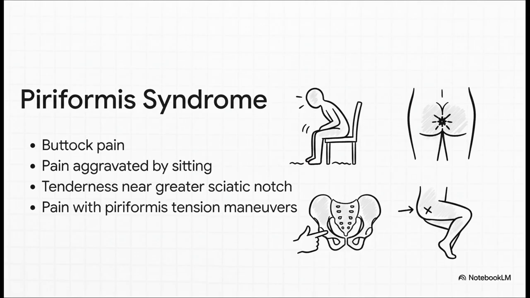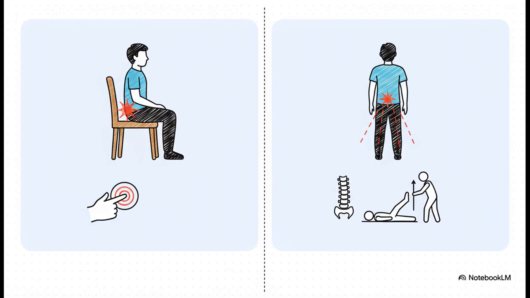And finally, you can reproduce their pain with tests that either stretch or contract that piriformis muscle. So this is the million-dollar question. You absolutely have to be able to tell the difference between piriformis syndrome and a true lumbar radiculopathy. So how do we do it? You look for the patterns.